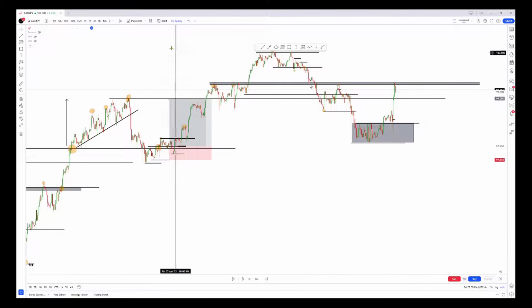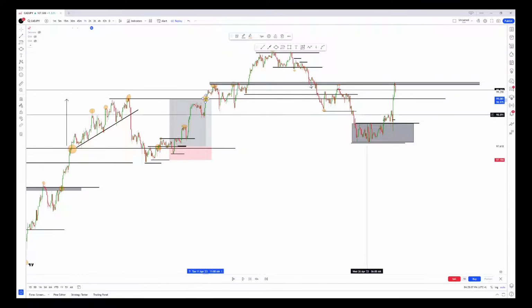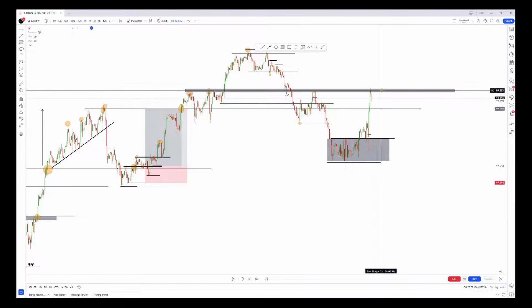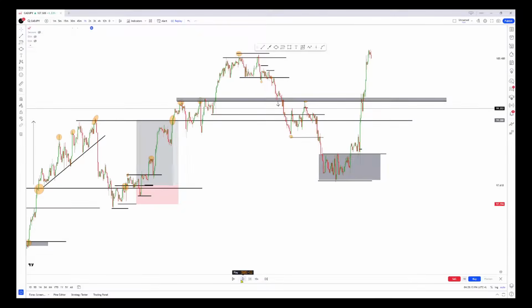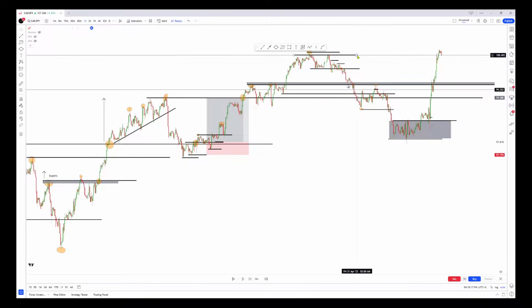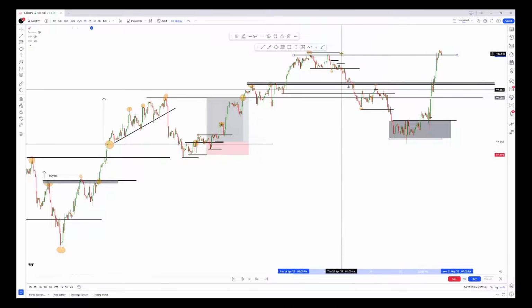Your entry point should be coming from wherever you know price is going to do the same thing it did before. You know price, when it breaks here, is going to go up to here. You know when price breaks this level, it's going to go up to here. So you shouldn't be asking me how to get the entries, because it's literally going to repeat the same thing.